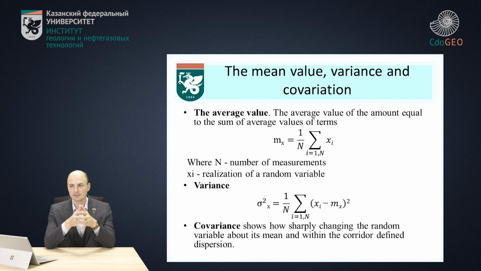Once we talk about the random variable, we have to talk about certain values that we can calculate. The first one is the average value. The average value is equal to the sum of the values of our variable divided by their number. So we simply take a lot of realizations and find their average. In addition to that, we can count the variance. The variance shows us how much our random variable differs from its average, from its mathematical expectation.